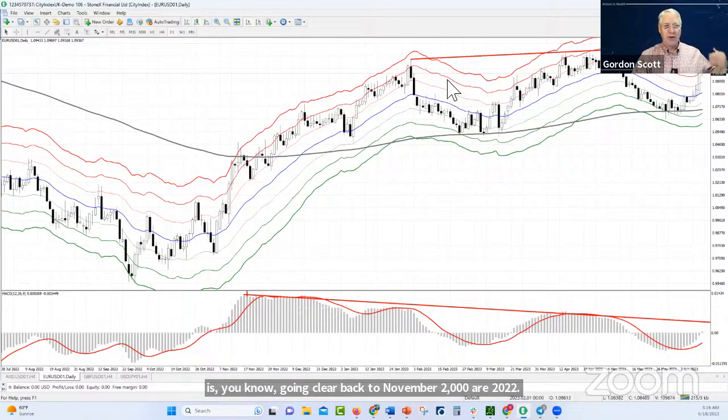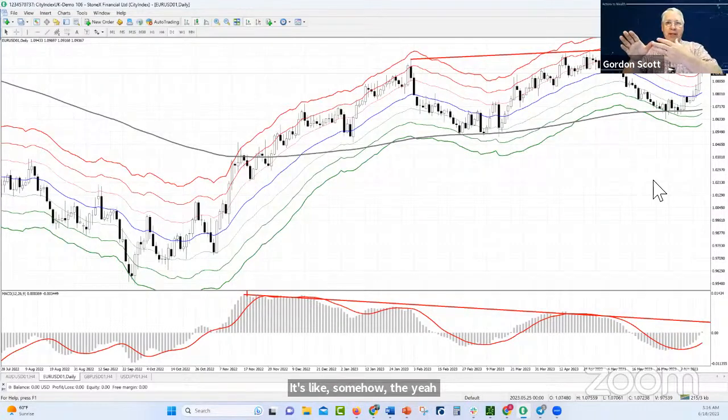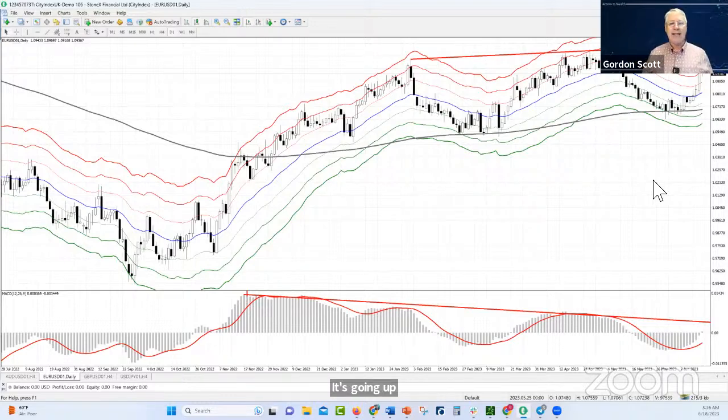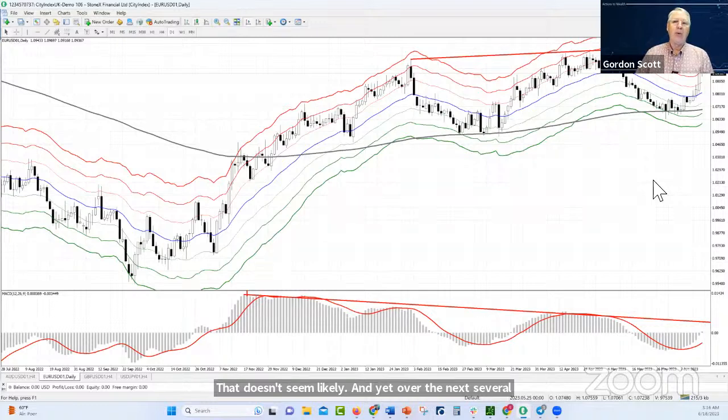So this is a very long term. It's like somehow the trend is going up, but it's weakening as it goes. It's going up slower. Is it possible that it will turn and head down? That doesn't seem likely, and yet over the next several days, that is something we're going to want to keep an eye on. Now, in the next week, what does that mean?